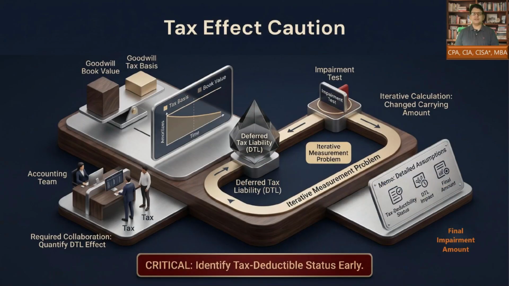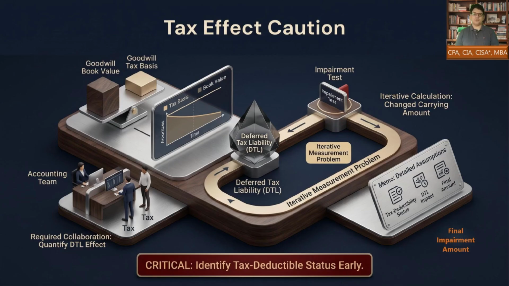If goodwill has a tax basis that is being amortized for income tax purposes, the entity may have deferred tax effects connected to the goodwill balance. Recognizing a book impairment loss can change the deferred tax balance, and that may feed back into the carrying amount used in the impairment test. This is why the tax team should be involved early.